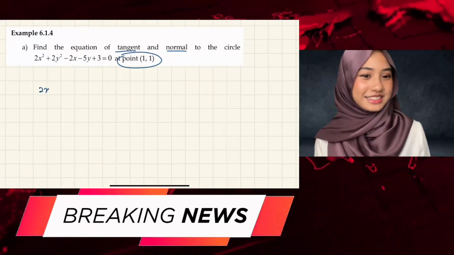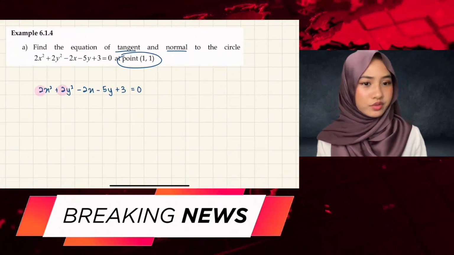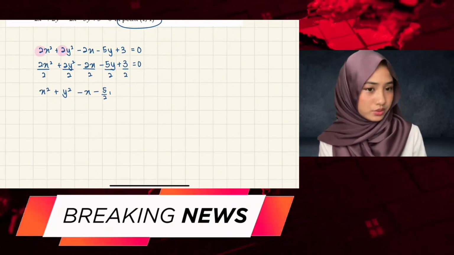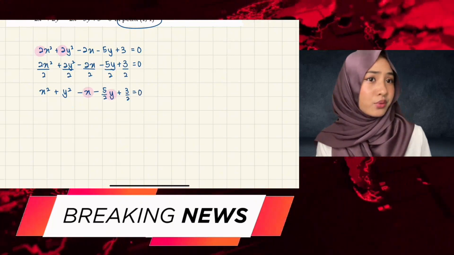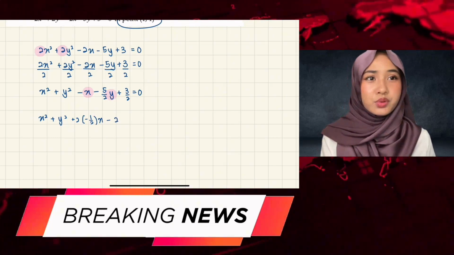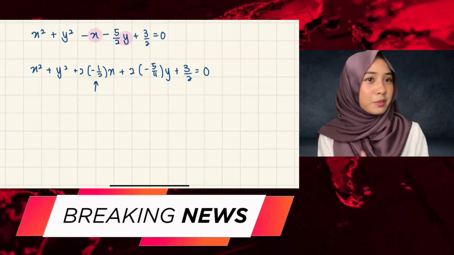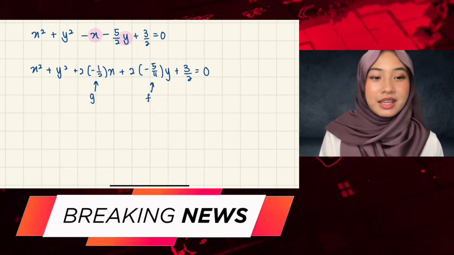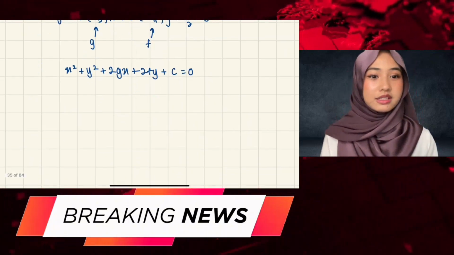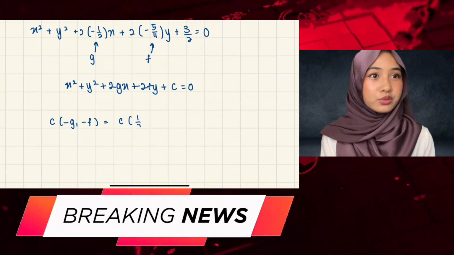For a tangent question, we have to make sure the equation of the circle has x² and y² coefficients equal to 1. So divide all by 2 and get the equation as shown. Focus on the x and y to make it like this equation, because we have to follow x² + y² + 2gx + 2fy + c = 0 based on the rules of g and f. So the center is (−g, −f), which we have as (1/2, 5/4).